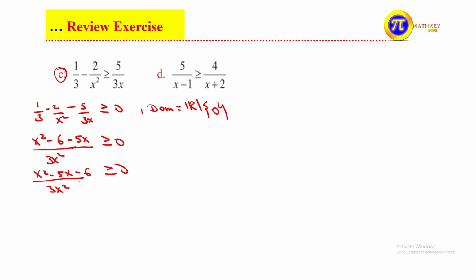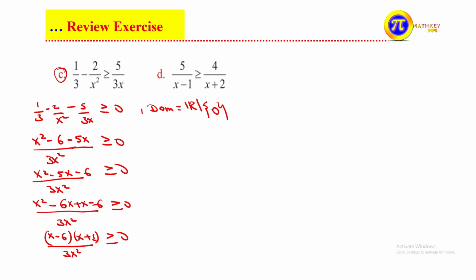As we did before, we need two numbers whose sum is negative 5 and whose product is negative 6. These are negative 6 and 1. So this becomes x² - 6x + x - 6 over 3x² ≥ 0. Factorizing, the numerator becomes (x - 6)(x + 1) over 3x² ≥ 0. As we did before, we apply the sign chart.